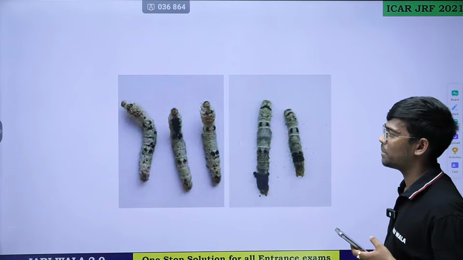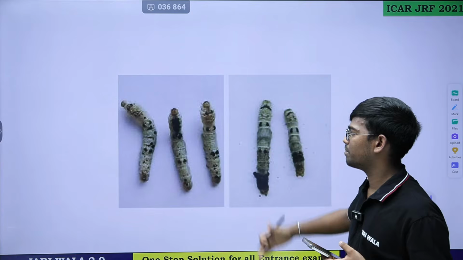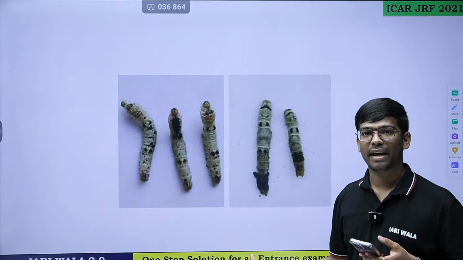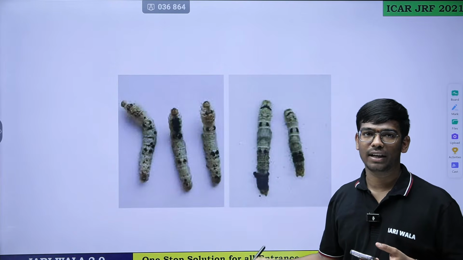See, here in the images we can see the different black spots. Same like this, we can see them on the pupa and even the adult.